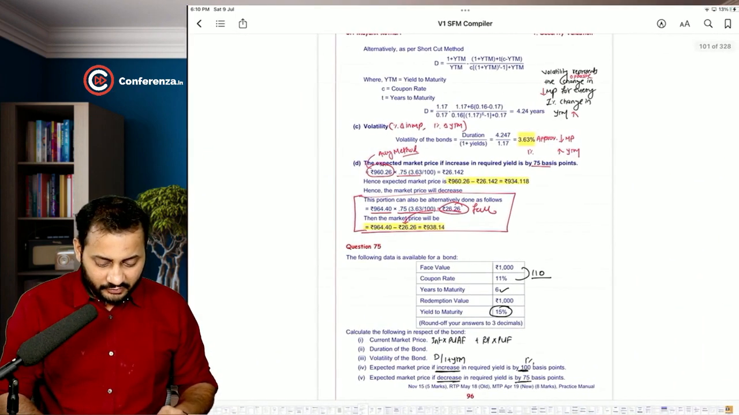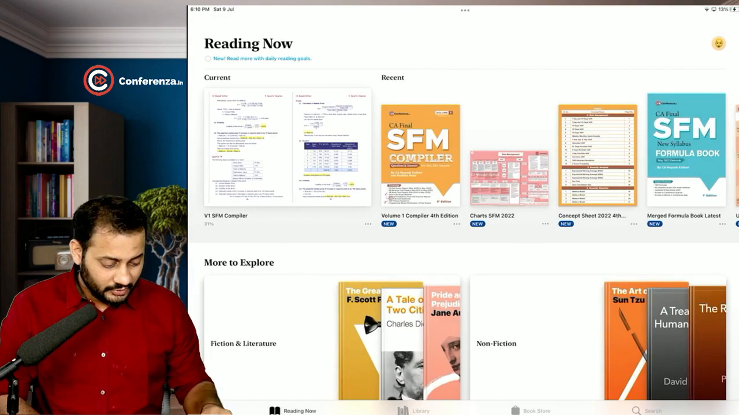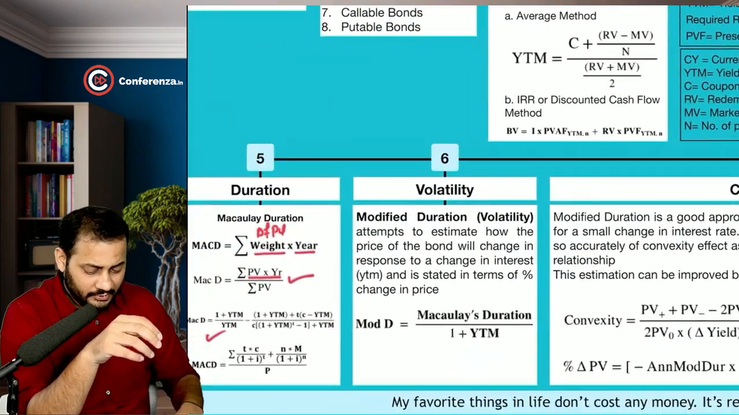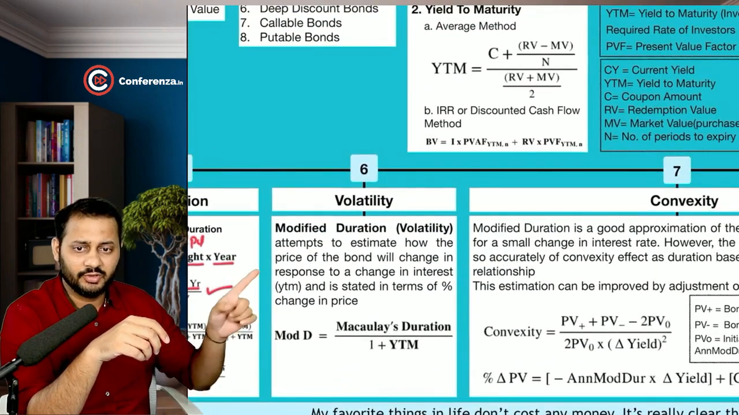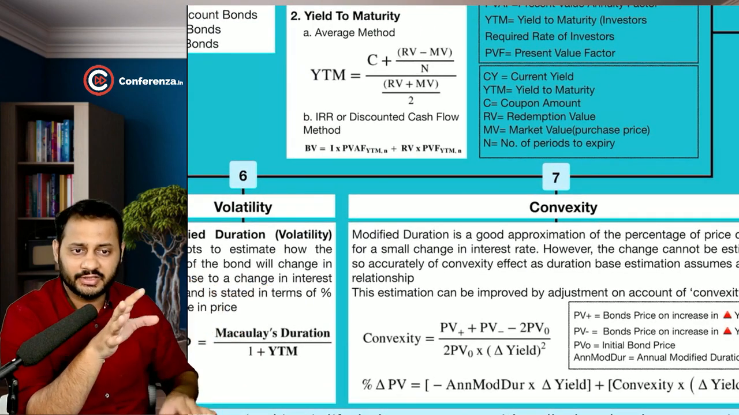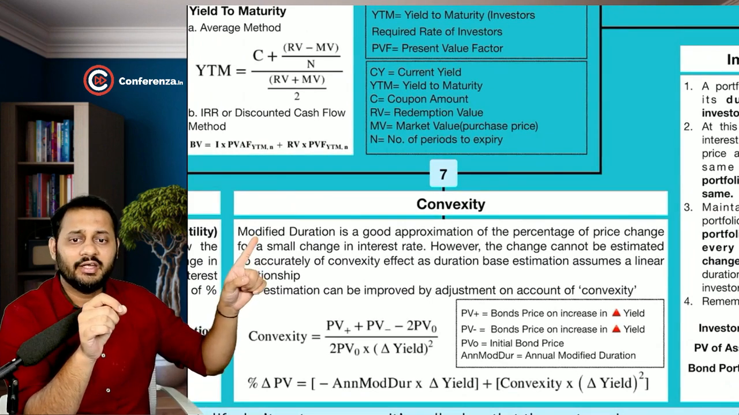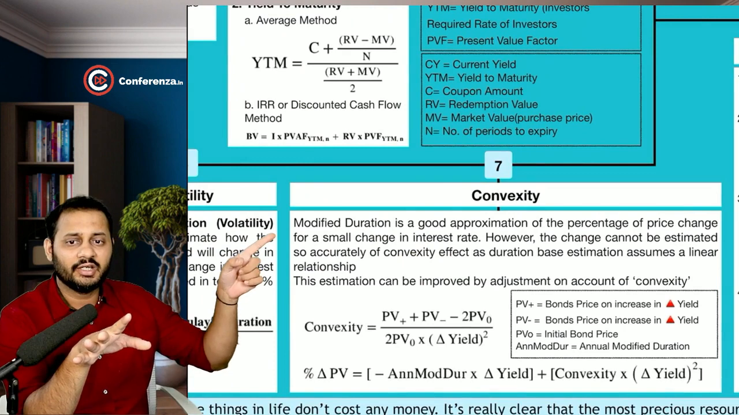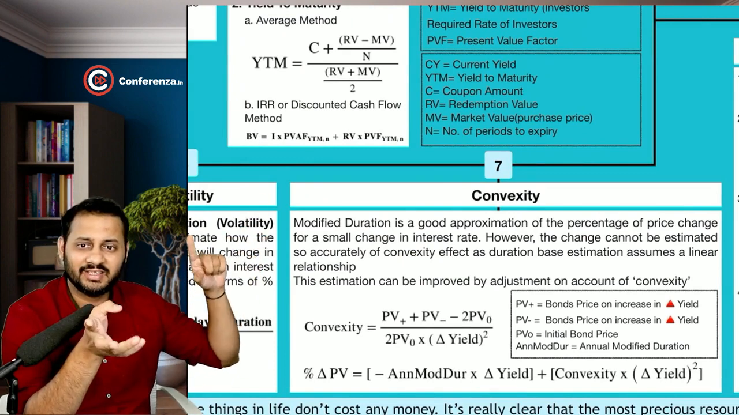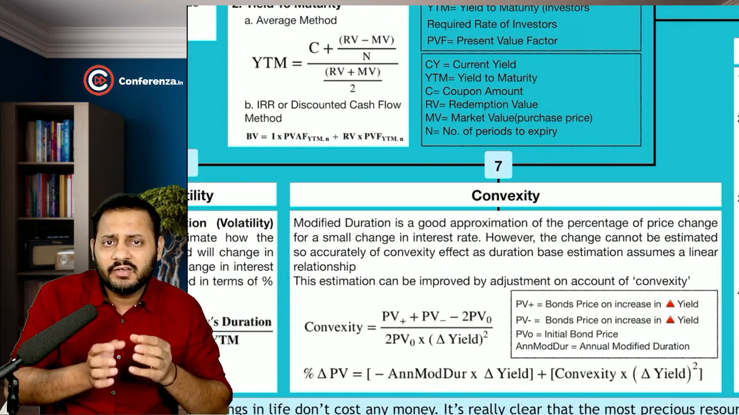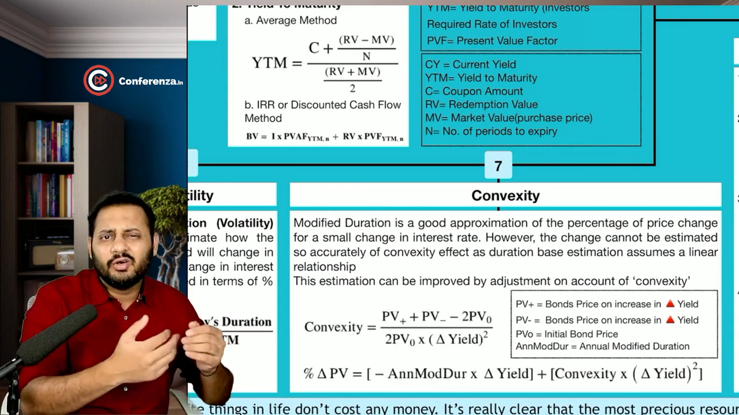Now, if you look at the formula, just open up the charts and see. We have seen the formulas of duration, we have seen the formulas of modified duration as well, and because there is modified duration, we have convexity. Let's read a couple of lines. Modified duration is a good approximation of the percentage price change for a small change in the interest. Have a look, what they are talking about in convexity is about the modified duration. They are saying that this is a good method to find out what will be the change in the market price if the YTM is changing by a small percentage.